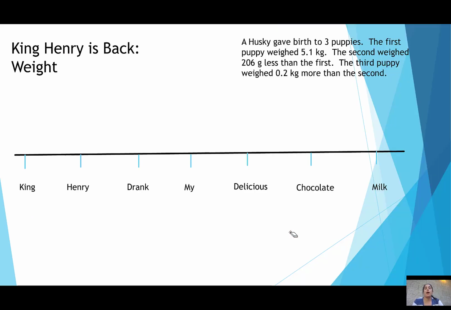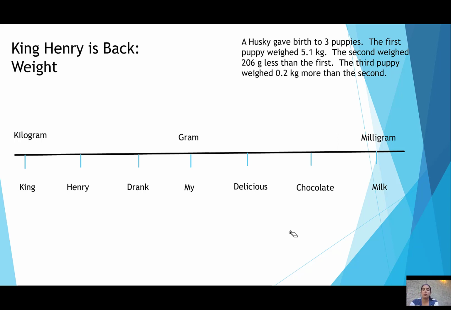All right, so I put the question up here so that we can use the King Henry chart to help us. It said a husky gave birth to 3 puppies. The first puppy weighed 5.1 kilograms. The second puppy weighed 206 grams less than the first, and the third puppy weighed 2/10 kilogram more than the second. We know the problem is asking that we want the total weight of the puppies in grams.